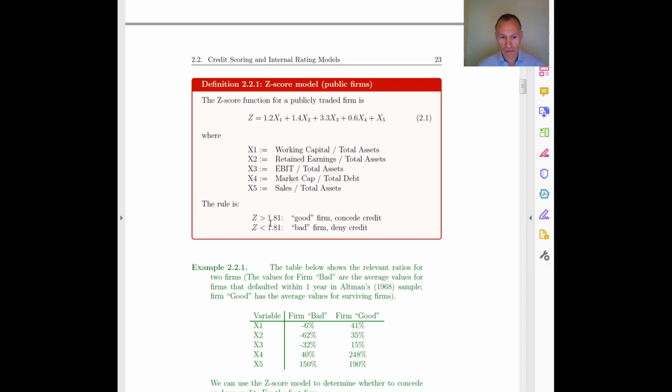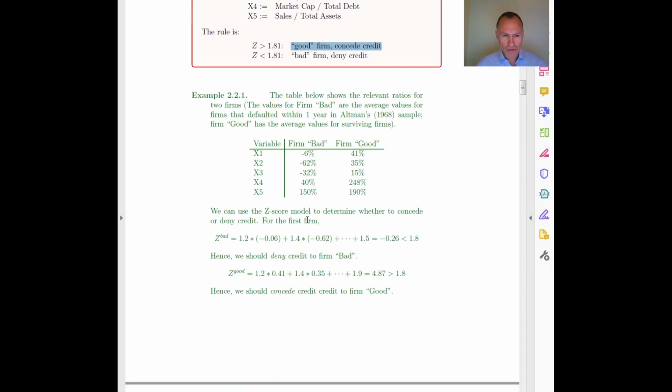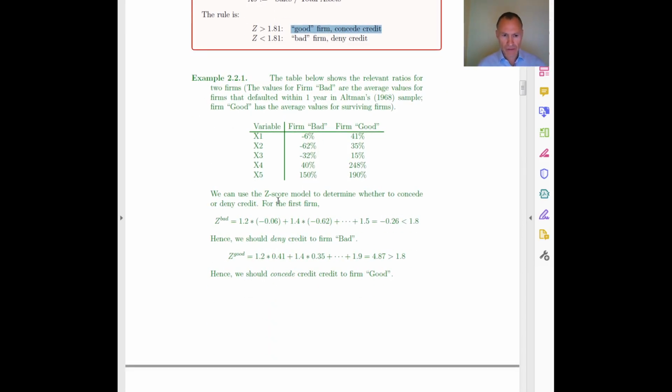So if the number that comes out is bigger than 1.81, the decision is that this is a good firm and that we should give credit to the firm. Otherwise, if it is smaller than that number, it is a bad firm. Okay. So just to get an idea of the values here, these are the ratios for the average bad firm in that 1968 sample, and these are the ratios for the good firm in that same sample.